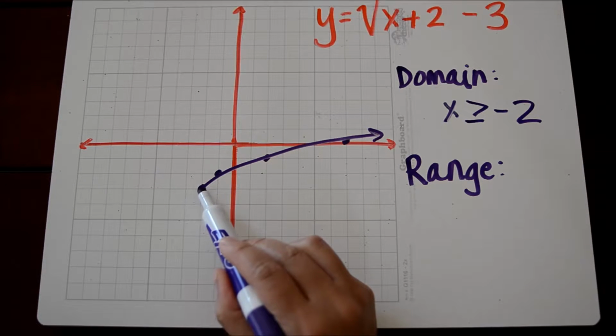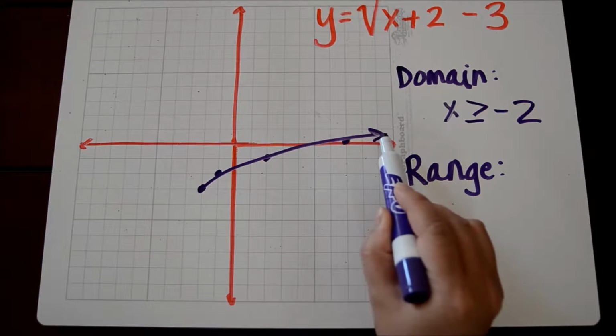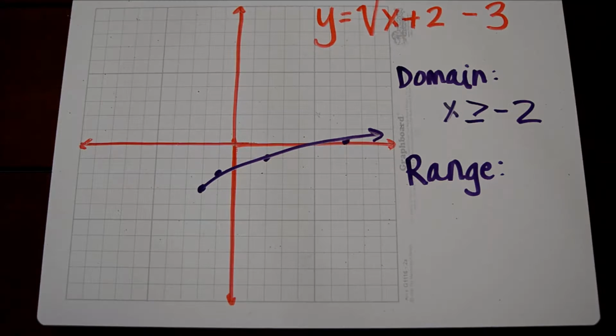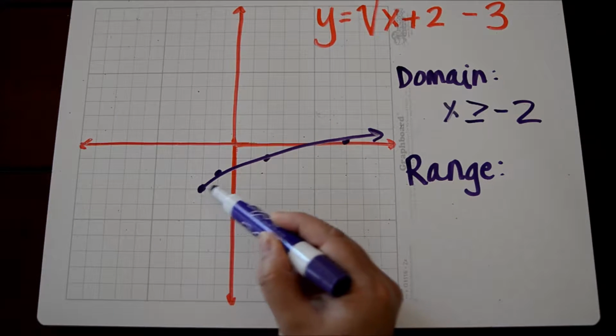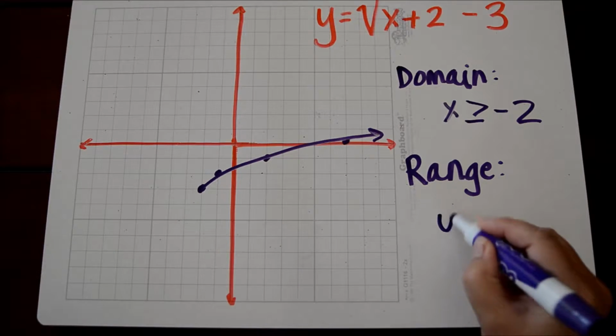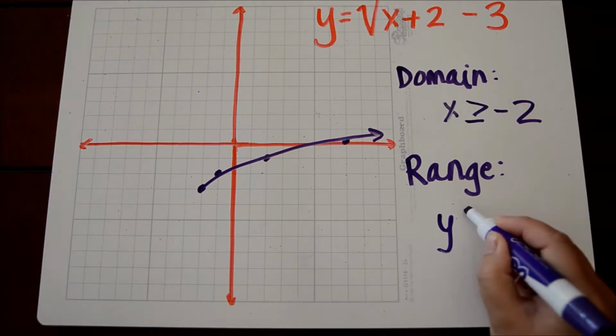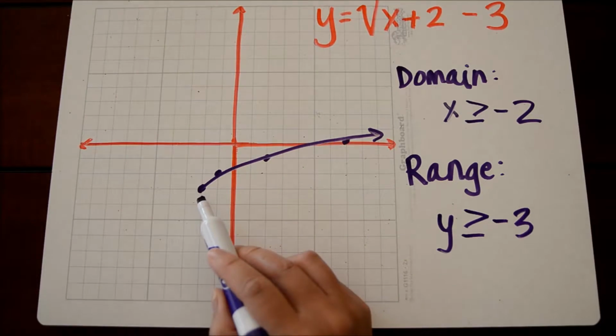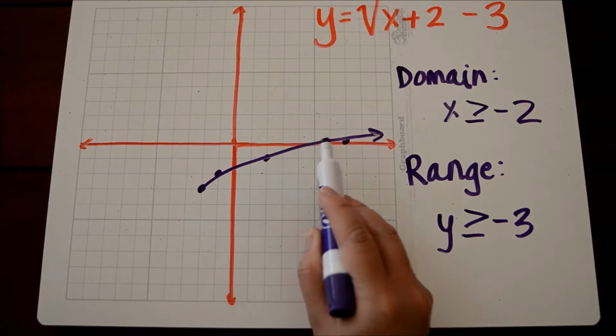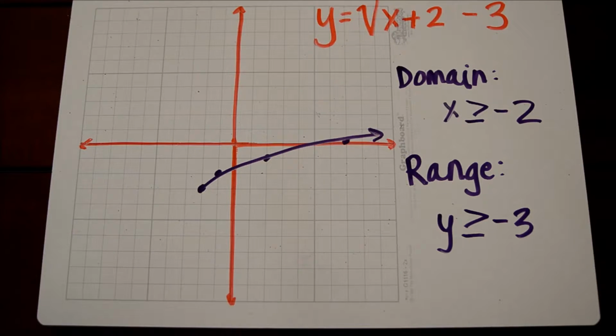Our range values are the y values, so we can see that our boundary is at negative 3, and it's everything above negative 3. And so what we're going to say is y is greater than or equal to negative 3. And you could tell just by looking at our graph, it's at negative 3 and everything above.